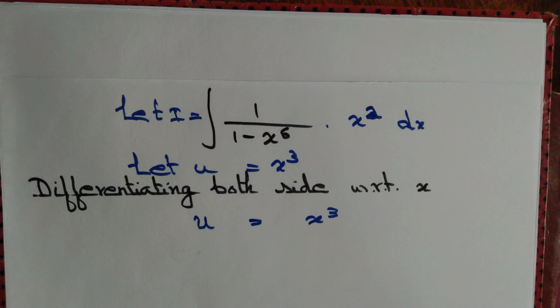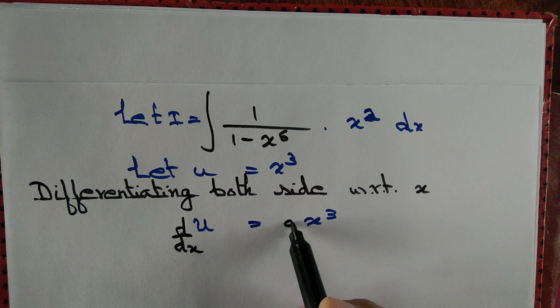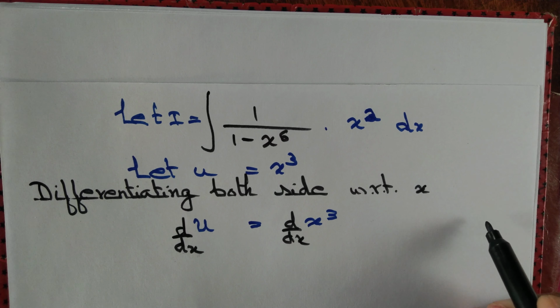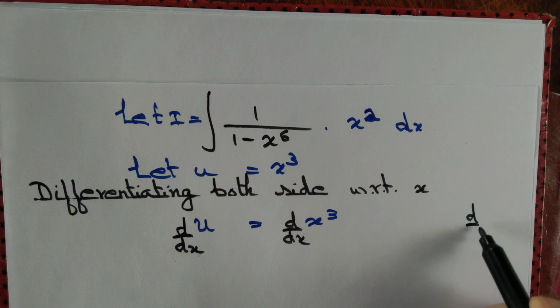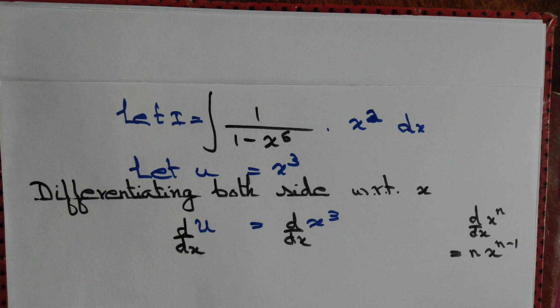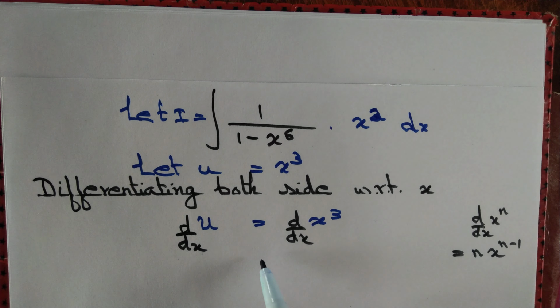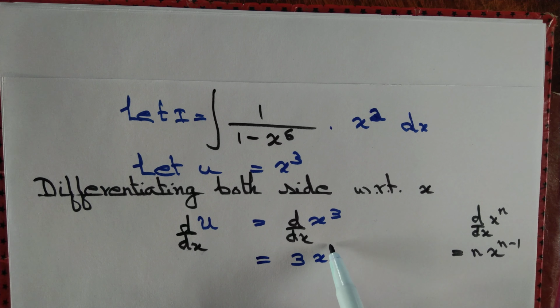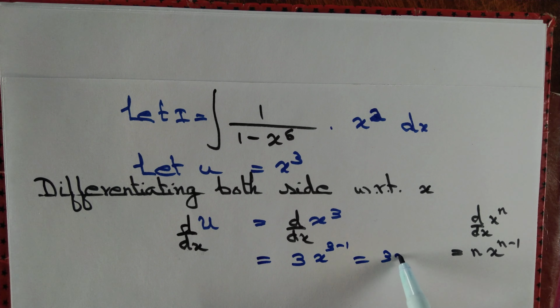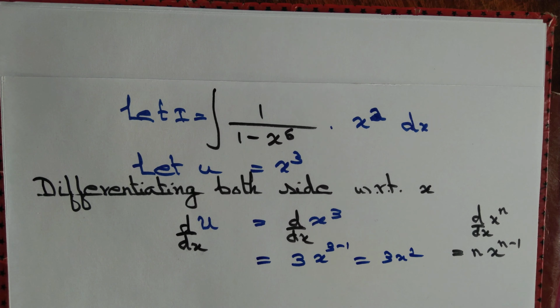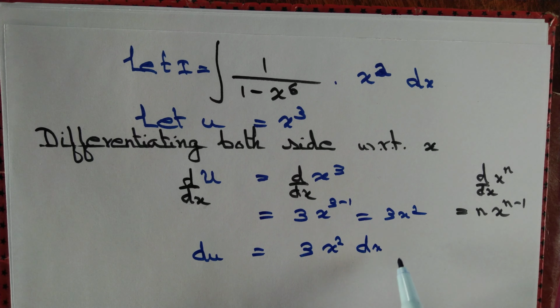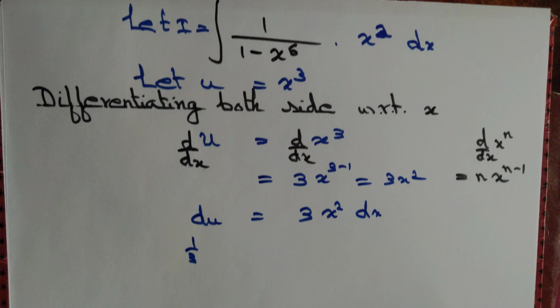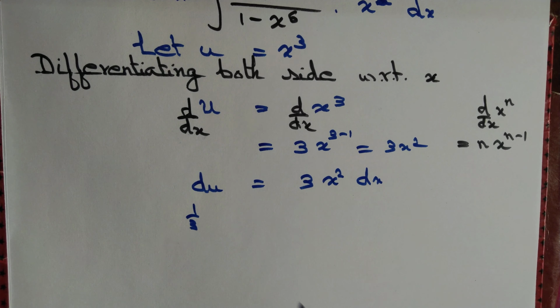Let u equal to x cube, differentiating both sides with respect to x. So d dx of u equal to d dx of x cube. Once again we know that d dx of x to the power n equal to n times x to the power n minus 1. So d dx of x cube is 3 times x to the power 3 minus 1, that's 3x squared. So we can write du equal to 3x squared dx, or we can write 1/3 of du equal to x squared dx.